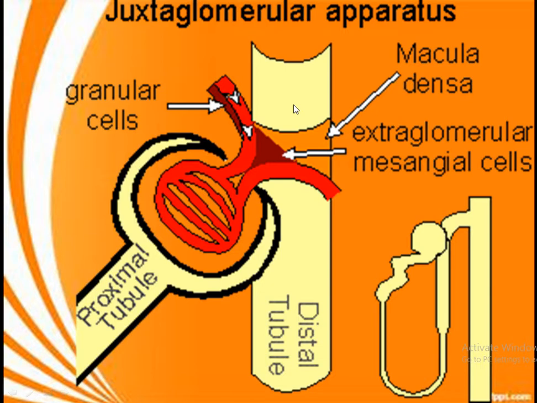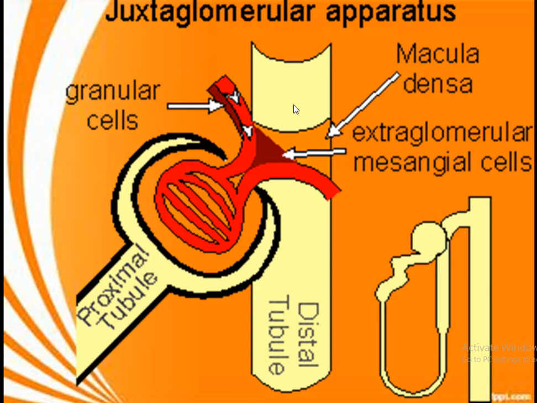Renin now acts on the angiotensinogen and converts it into angiotensin 1. Then in the lungs, angiotensin 1 is converted with the help of the enzyme present in the lung. Angiotensin 1 is converted into angiotensin 2, and the further actions are carried out through angiotensin 2.